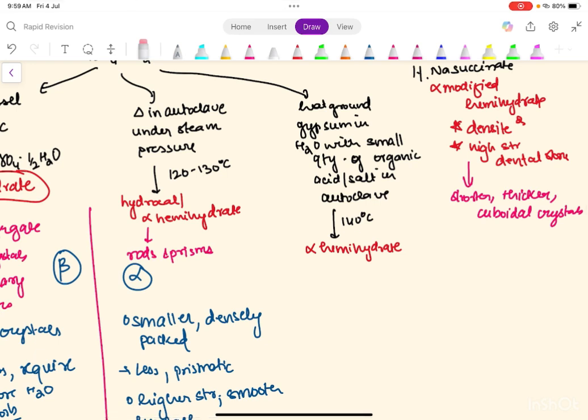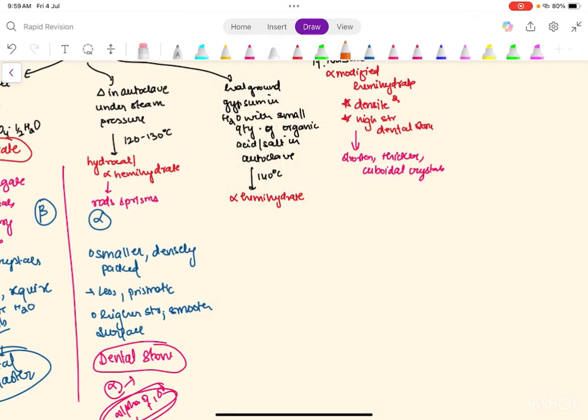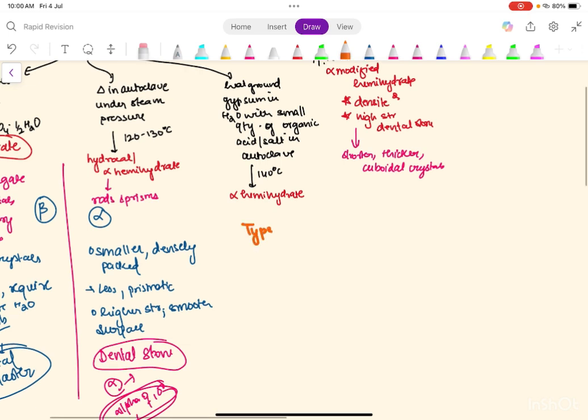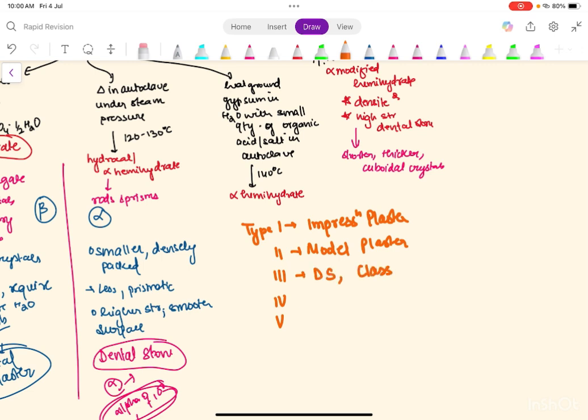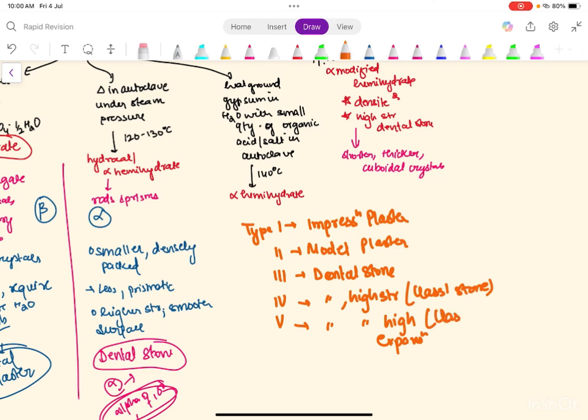Then after this you should know that we have various classifications of the same: type 1, type 2, type 3, type 4, type 5. I'll just walk you through that. That is important for MCQs. Type 1 is impression plaster, 2 is model plaster, 3 is dental stone, and 4 is dental stone but high strength, also called class 1 stone. Then 5 is dental stone, high strength, high expansion, and this is class 2 stone.